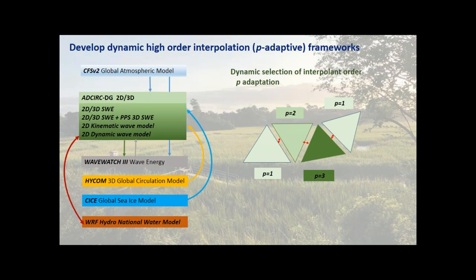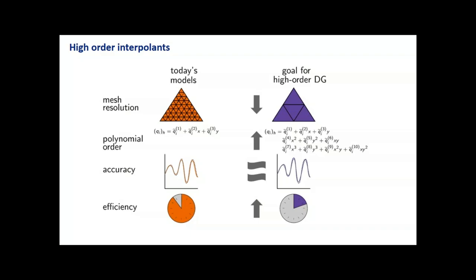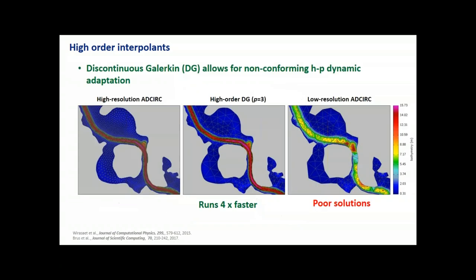Also, we can choose the order of the interpolants. We've been messing with this for a long time. Ethan Kubatko, one of my students at Ohio State, plays with this a lot. The idea is not only to use higher order elements because you can use fewer of them, but when you need to get additional resolution, you can use higher order interpolants, quadratics, cubics, etc., on those elements to get a lot more detail.